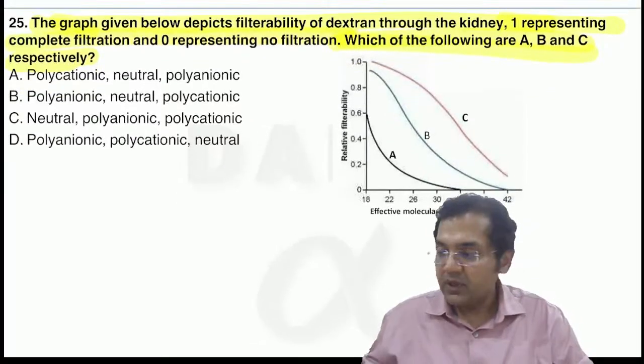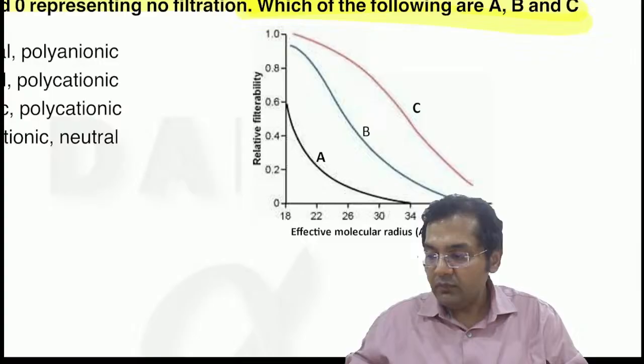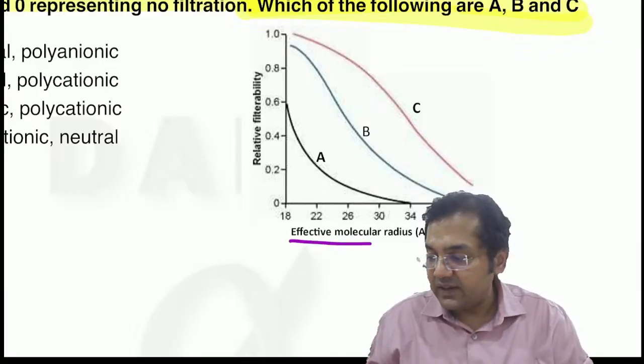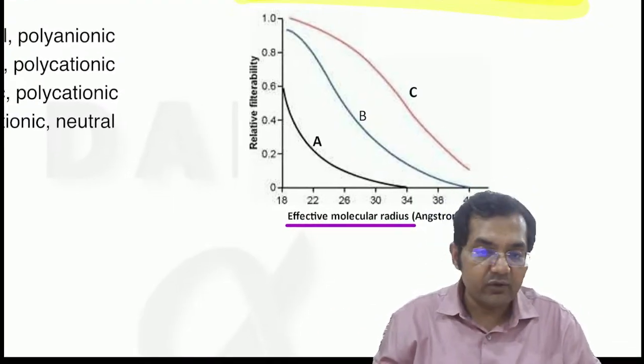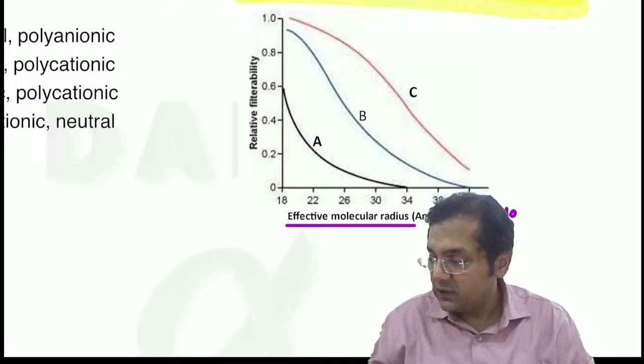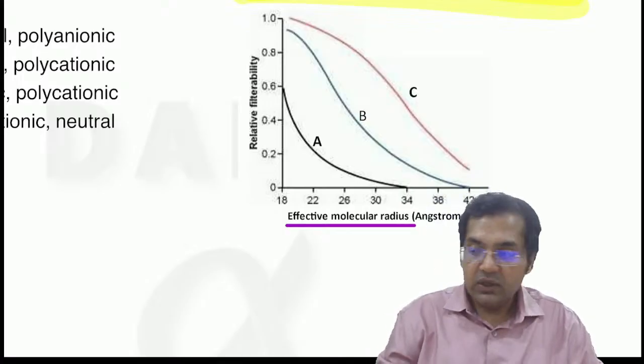Please look at the picture now. They are showing you on the x-axis effective molecular radius, on the y-axis relative filterability. The radius is given in angstrom, 10 raised to the power minus 10, right? That we know. How will I approach this question?